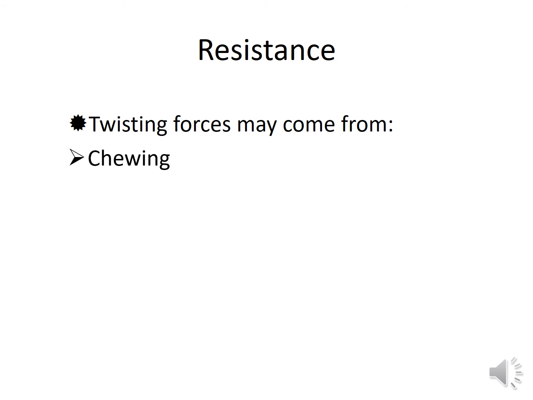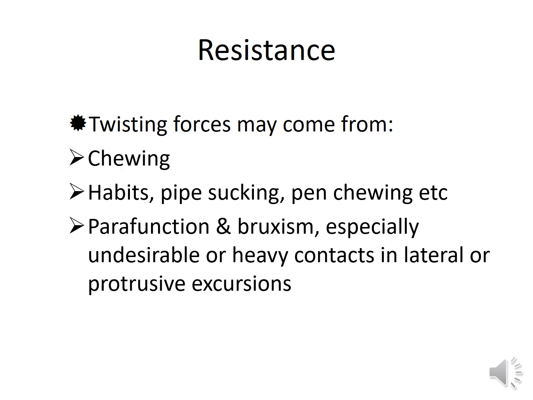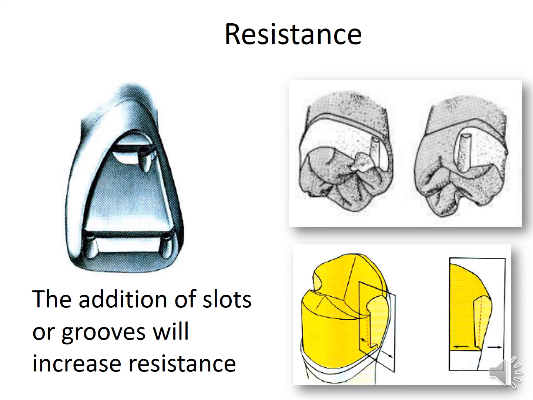As I said before, twisting may come from chewing habits, functional habits. As we can see in these pictures, he's making accessory slots and grooves to increase the retention. He's increasing the retention by slots and grooves in the preparation to prevent rotation or moving of my restoration, mainly in the partial preparation, not complete preparation.